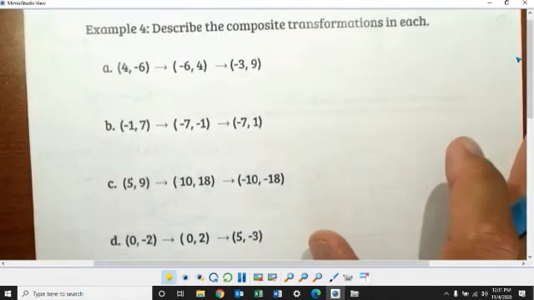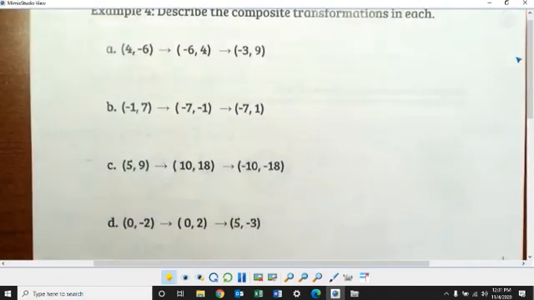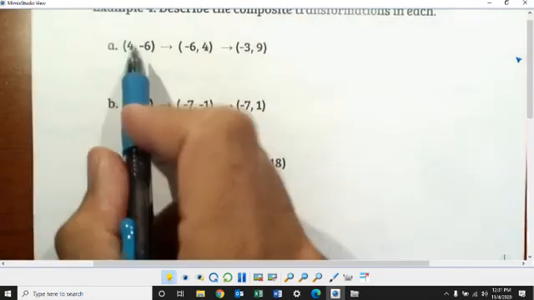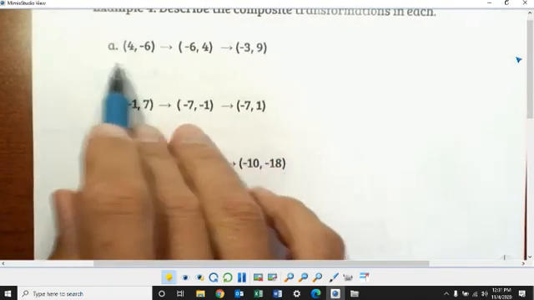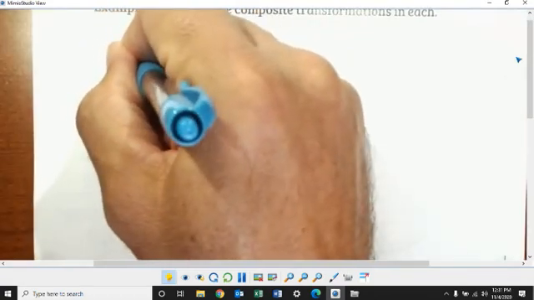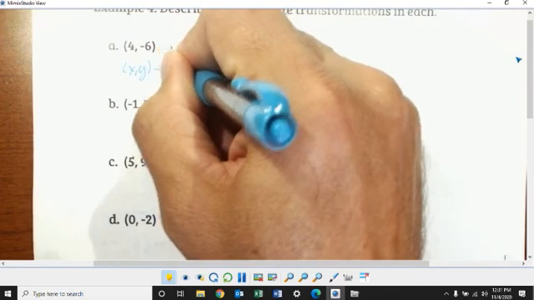Last thing, we got 4 of these here. I would invite you to do them all on your own. I'm going to go through them, but pause in between to see if you can get it right. So we're going to consider all of our rules. What are our rules that we do? And so let's see, I've got 4, negative 6 becomes negative 6, 4. Well, in this case, I've just switched places. All right? So this is my x, y becomes y, x.